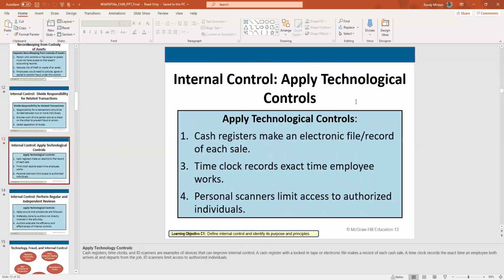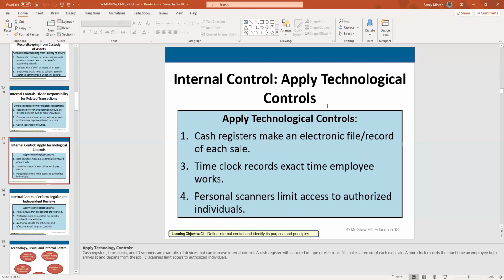Again, here's an internal control, technological controls like cash registers. And so what a cash register does, of course, is every time you ring up a sale, it records it. And at the end of every day, what you do is you run a thing called a Z total. We'll get into that a little bit more when we get over into the cash over and short area. But you'll have a Z total at the end of every day. And you have to account for all that cash.